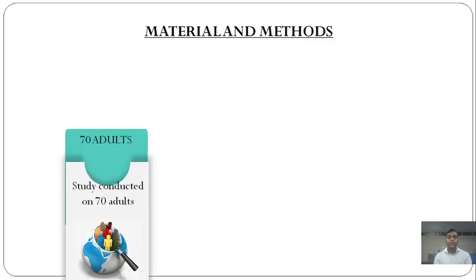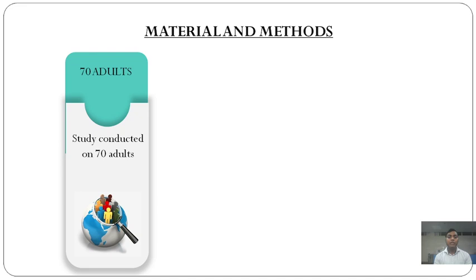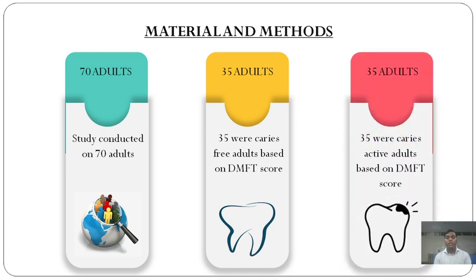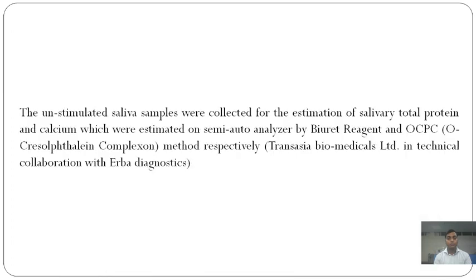Material and method. The study was conducted on 70 adults. These 70 adults were divided into two groups. 35 adults were caries-free based on the DMFT score, that is the decayed, missing, and filled teeth, whereas 35 adults were caries-active based on the DMFT score.